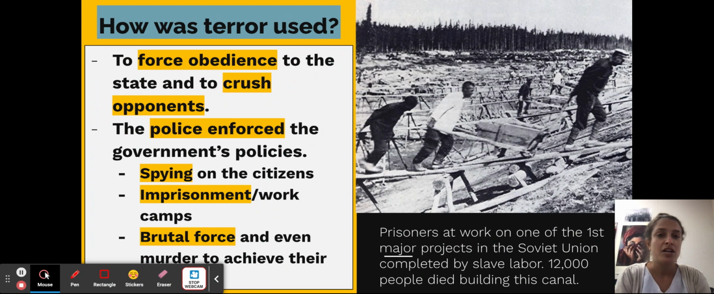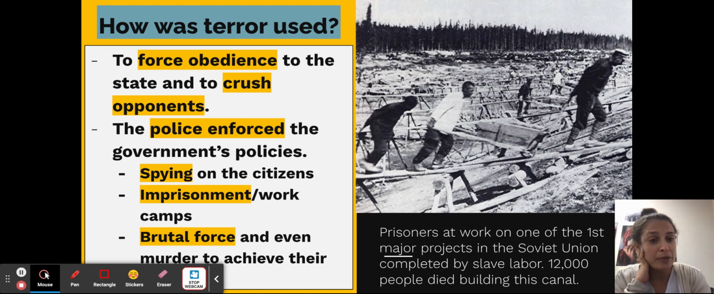Perfect connection to terror. So if you look here to the picture on the right, these are prisoners who are working at one of the first major projects in the Soviet Union. The Soviet Union was built a lot by the people that were living there. What a terrible line. And the people that were working there were forced into slave labor. In fact, 12,000 people died building this canal alone. If you got in trouble under Lenin or under Stalin, which we're going to talk about, you were often sent to prison camps. And in these prison camps, you would have to work this hard labor.